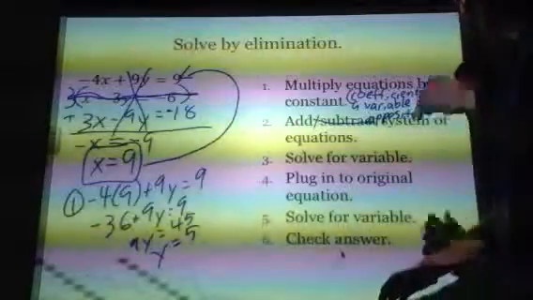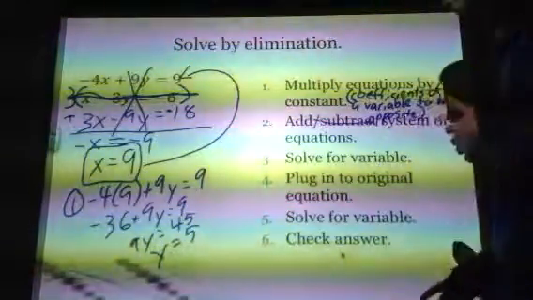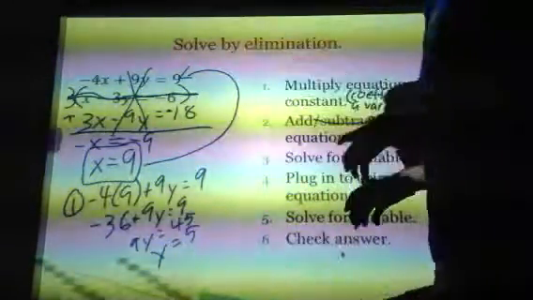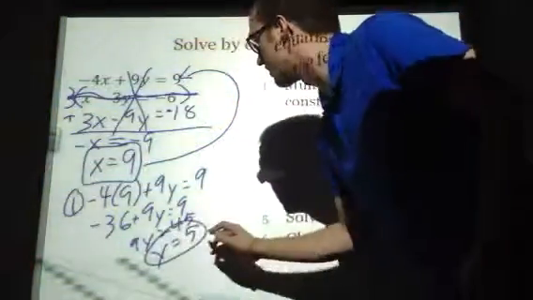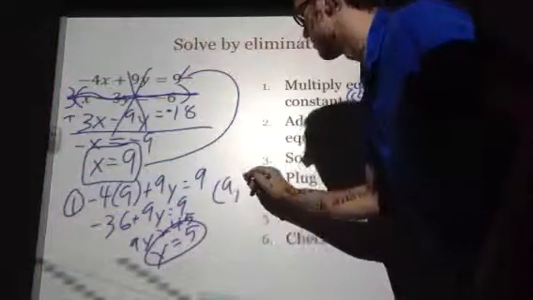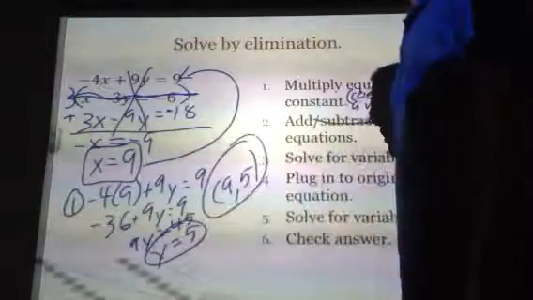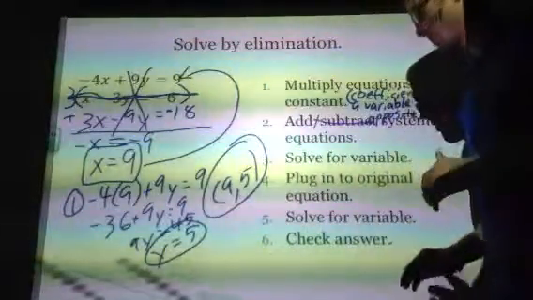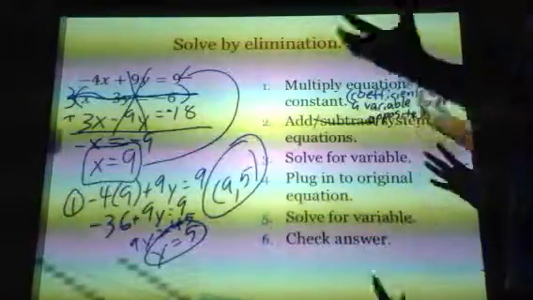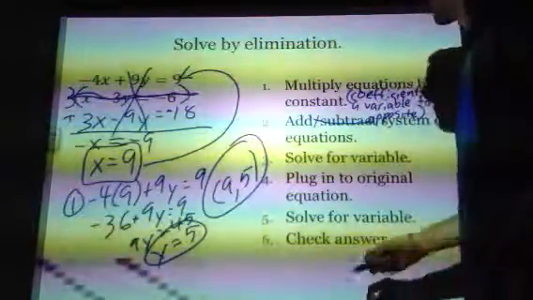So step 6, we forgot a step. Step 6 should be write your answer as an ordered pair. Okay? So ordered pair, the x value of our answer is 9, y value is 5. So our answer is an ordered pair, it's still a point on a graph. Alright, so now step 7 is going to be check your answer.